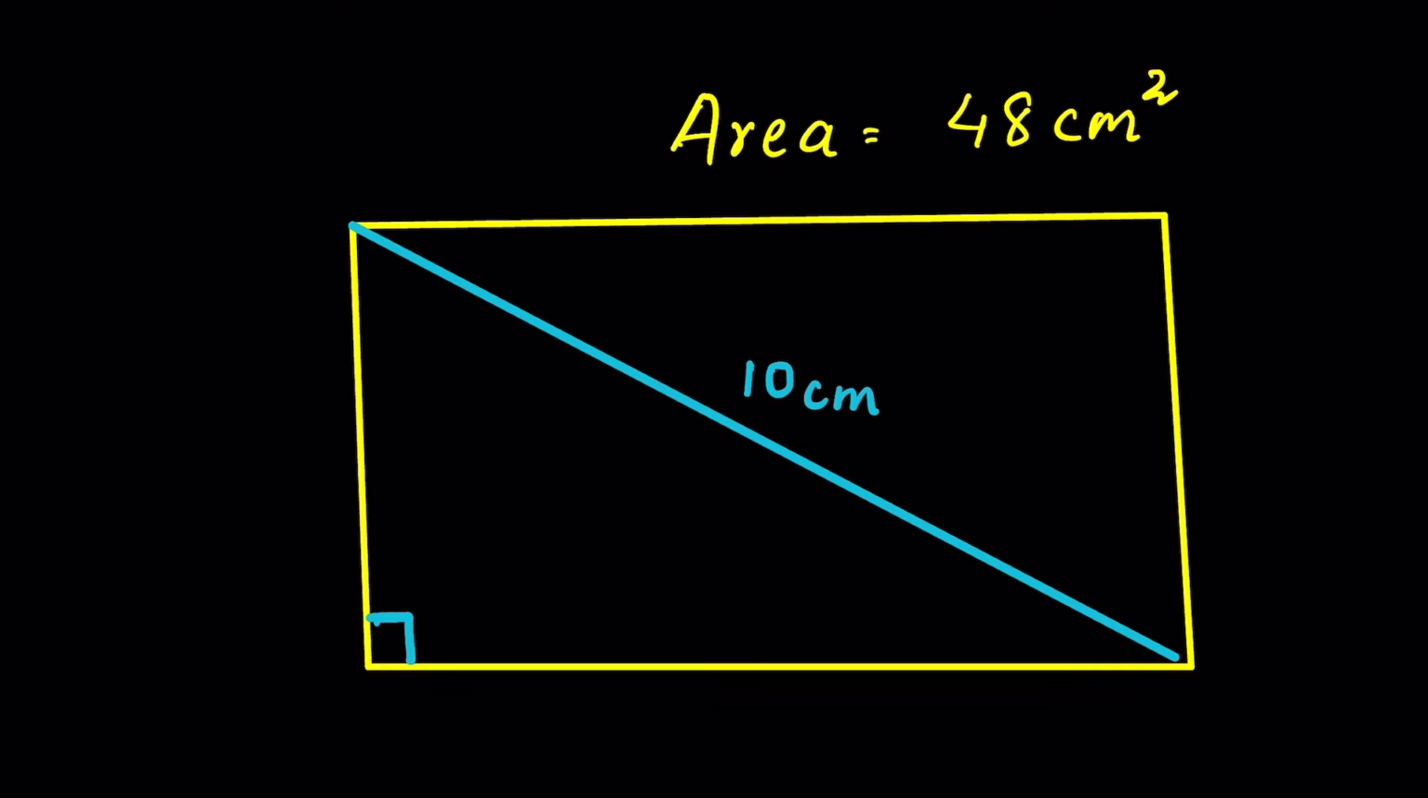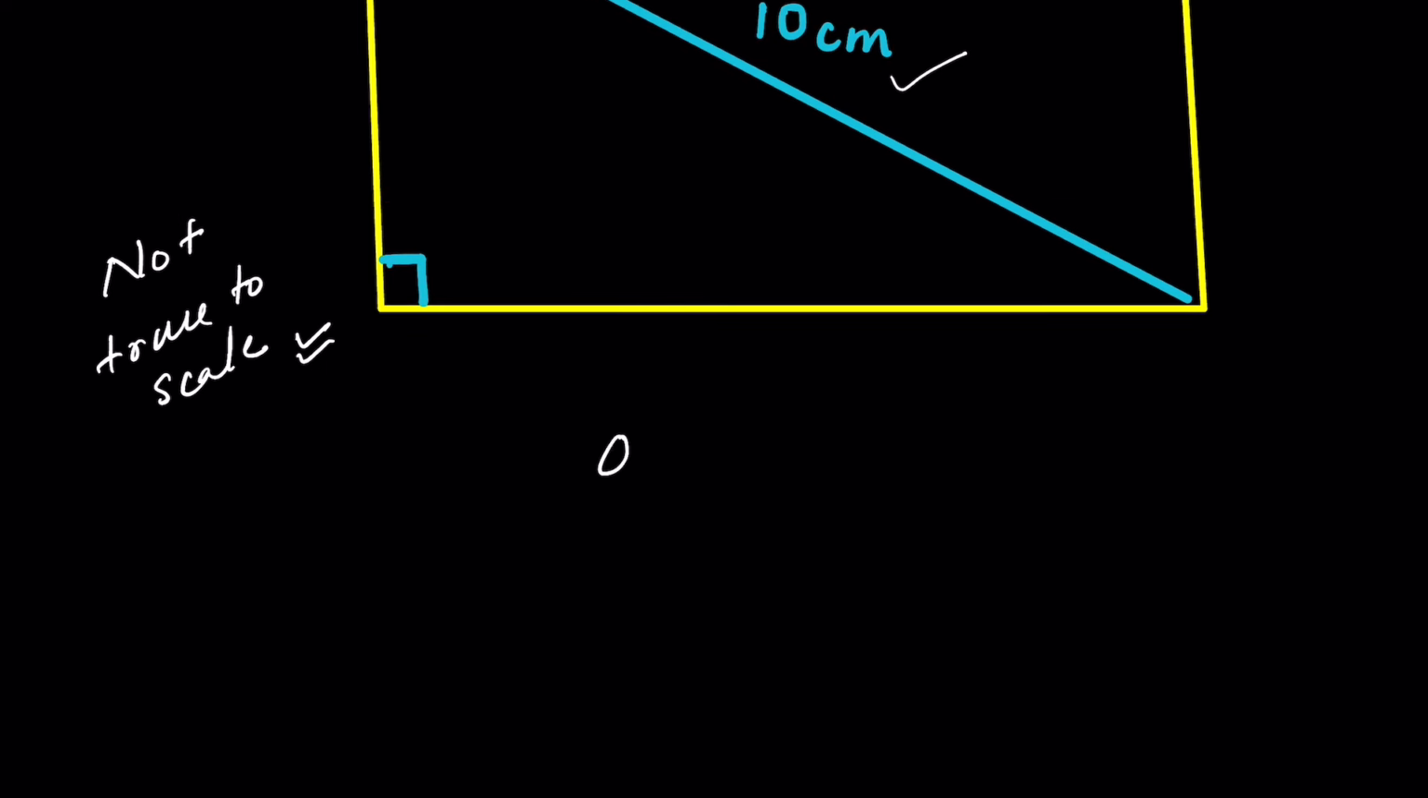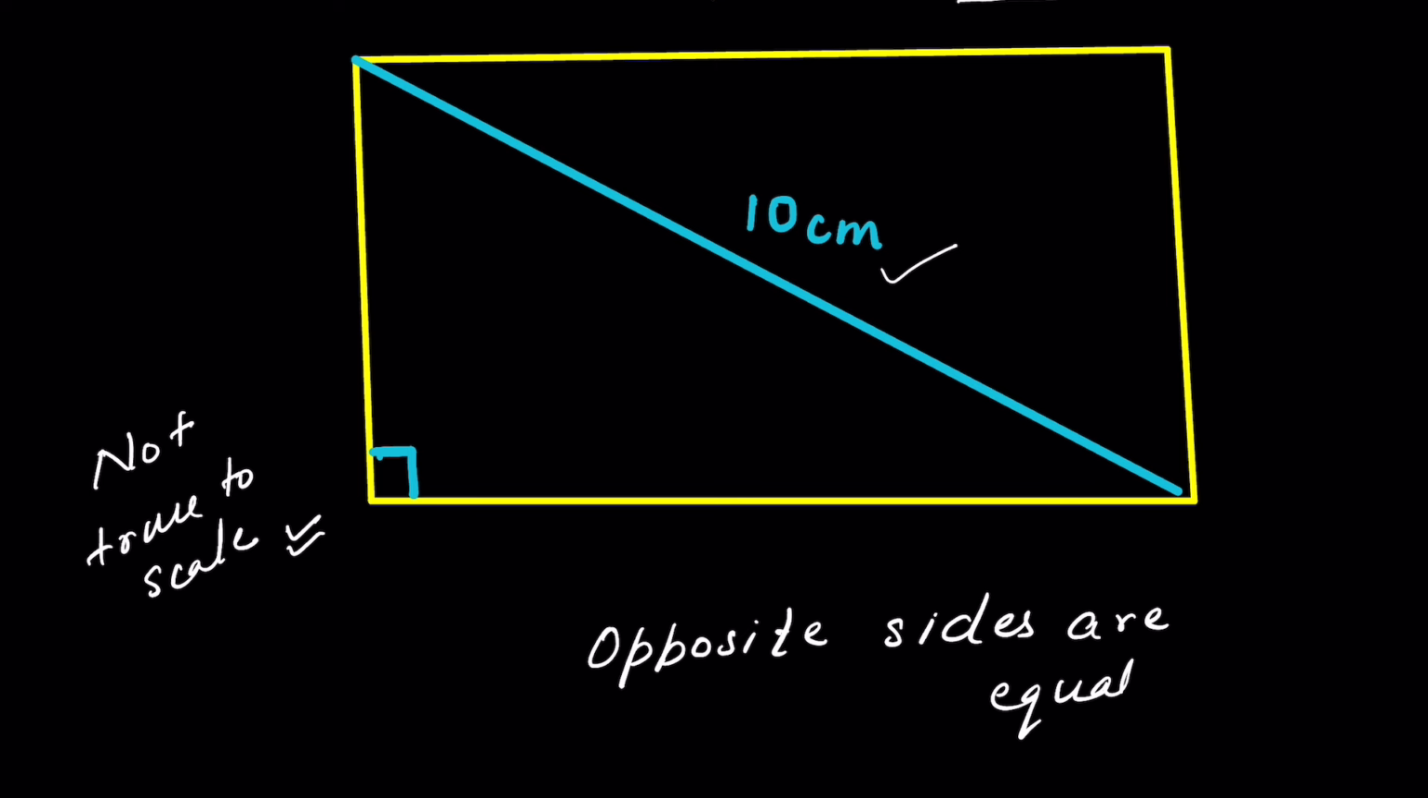So in this figure, we have a rectangle whose diagonal is given as 10 centimeter and area is 48 centimeter square. We have to find the sides. Also remember that this is not true to scale and just for representation. We know in a rectangle, opposite sides are equal and the angles are of 90 degree. So this is a 90 degree angle.